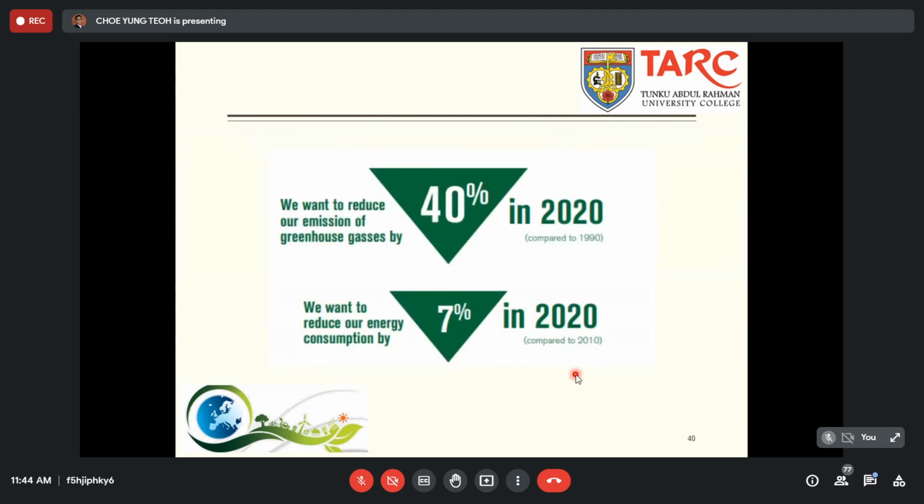I think this one is we want to reduce our emission of greenhouse gas by 40% in 2020, but now it's 2021 already, and I do not get any update from the internet yet. On Google, I cannot see whether we achieved this 40% in 2020 or not. Okay, and then we want to reduce our energy consumption by 7% in 2020. Same thing, I do not see any result of that yet. This one means that we want to increase energy efficiency. And this one, we want to reduce greenhouse gas, it means that we want to switch to renewable energy.